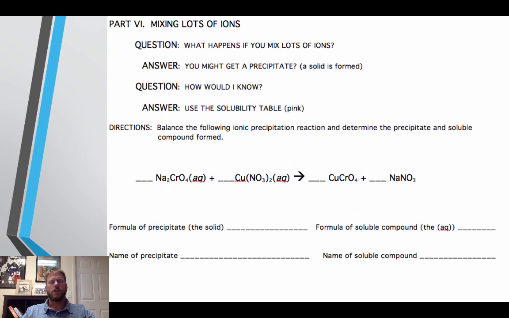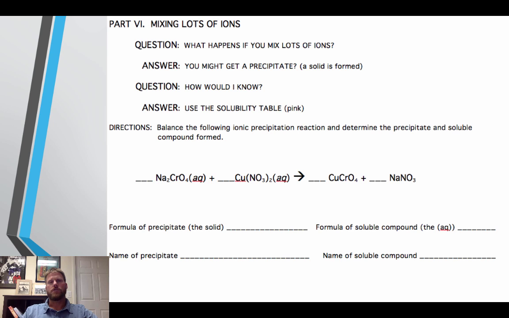So the last thing we're going to talk about as far as solutions go is what happens when you mix two aqueous solutions together. Well, sometimes you will form a precipitate. How will you know if you form a precipitate? Well, you're going to use the solubility table, which is on the back of your ion table.